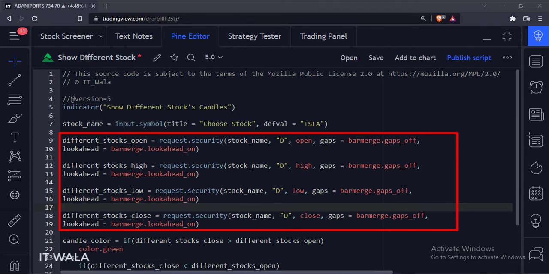Here the first argument is the stock name. The second argument is the daily time frame. You may choose a different time frame if you want. The third argument is the open, high, low, and close values.